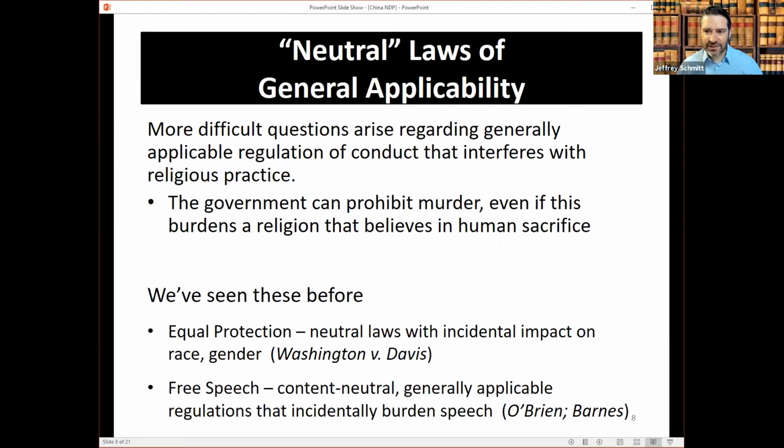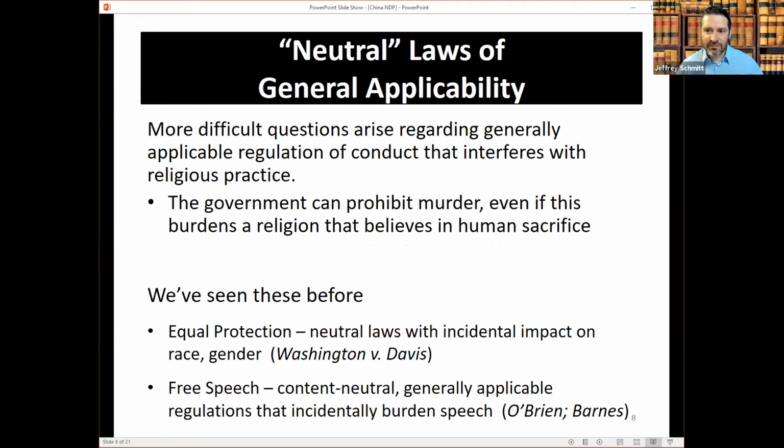What all the cases are about are neutral laws, laws that don't mention religion, but that interfere with religious practices, usually unintentionally, or at least it's not obvious that it was intentional. So here's a silly example, but I think one that makes the point.